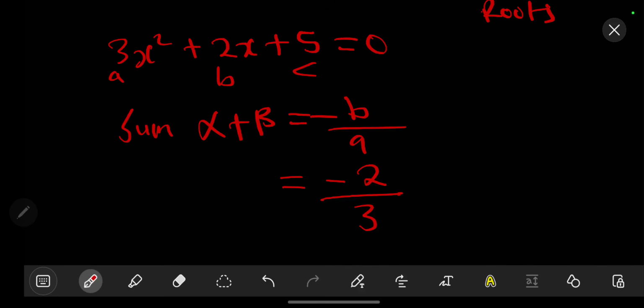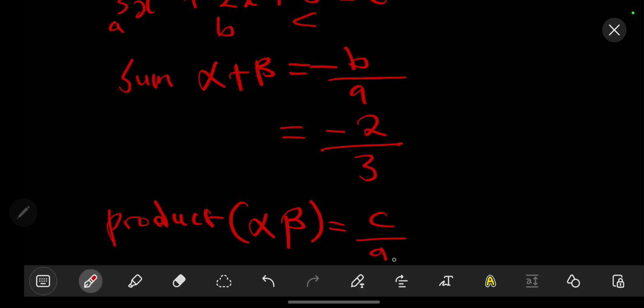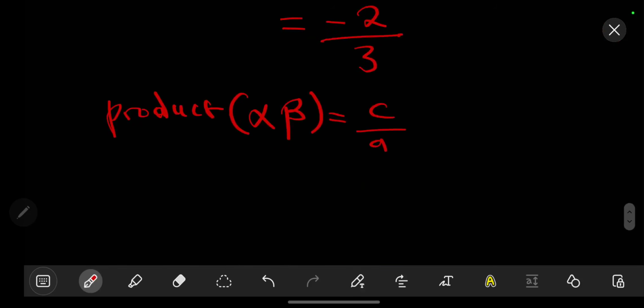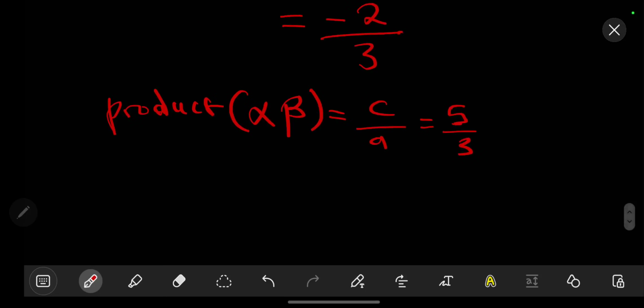Then what we have on the second part is the product. The product, which is alpha times beta, you multiply the roots, should be equal to c over a. So c here is 5, and c over a gives us 5 over a, which is 3, like that.